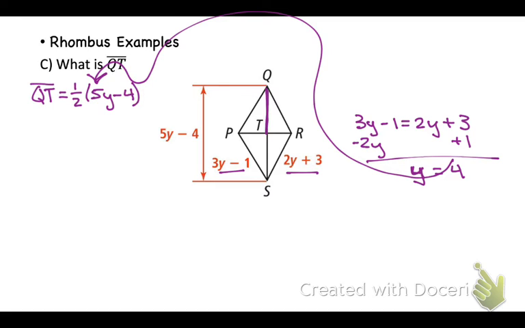Why? It's not even, and then I'd have a fraction still, and I don't want to do that. So what's 4 times 5? 20. 20 minus 4, 16. So half of 16 is 8. So QT is 8. Could I ask you for QS now? QS would be 16, because it would be the whole length, wouldn't it?